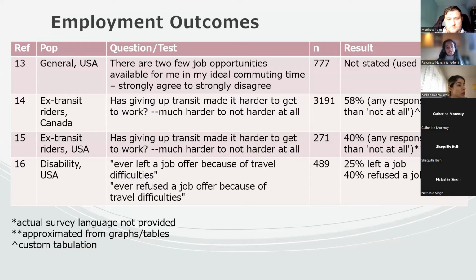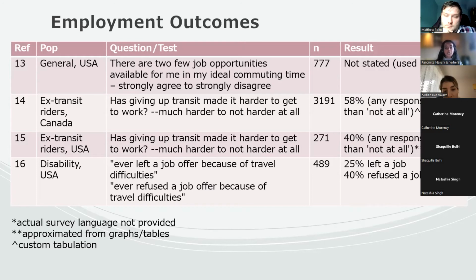So in terms of the studies that focus in this area, we found that in this case as well, the language of these surveys definitely varied. Some studies ask more of a yes/no type of question, like has giving up transit made it harder to get to work? And 58% of the people said yes, that was the case, which is a really high percentage. And did people ever have to leave their job offer because of travel difficulties? And 44% refused a job, so they got a job but could not avail it because of a transportation barrier.